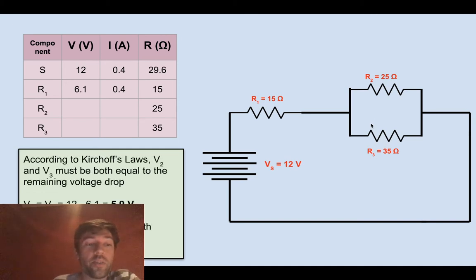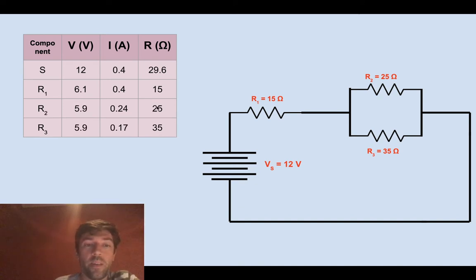And so once you know that, you know everything except those two currents, and you can use Ohm's law to find the last two currents by doing voltage divided by resistance. And I didn't show that work, but those are the answers, 0.24 and 0.17.